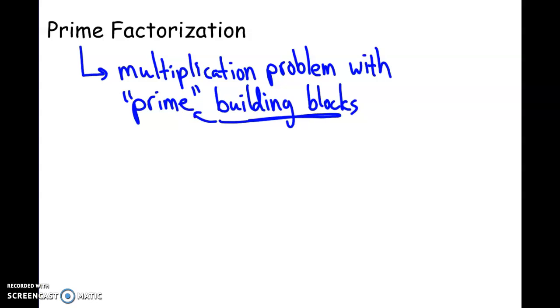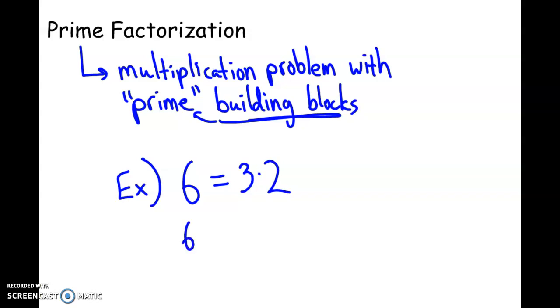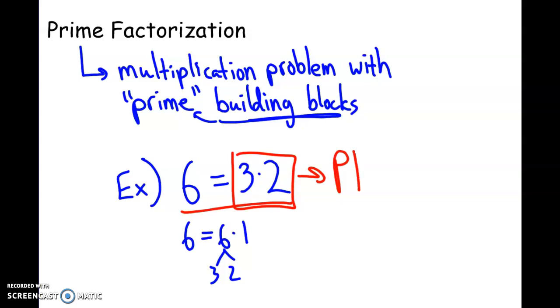So for example, let's start off really simple and small. Let's say we take something like 6. Well, the prime factorization of 6 is 3 times 2, because you can't break down 3 and 2 into anything else. That's as far as it can be broken down. If we were to think of 6 as being 6 times 1, we could break down that 6 as 3 and 2, and so that's where we haven't written the prime factorization. So this right here is our prime factorization, which I'll abbreviate as PF.